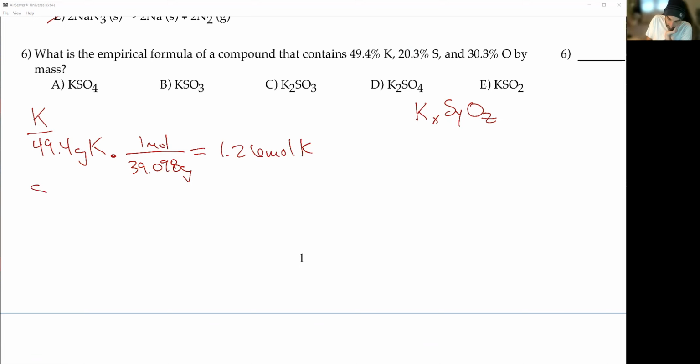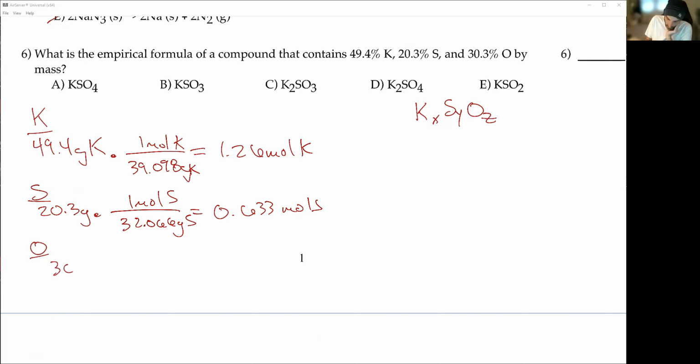And you do the same thing for the rest of them. Sulfur has 20.3 grams. Again, the molar mass of sulfur is 32.066 grams over 1 mole. We end up with 0.633 moles of sulfur. And then finally, my oxygen, which I have 30.3 grams of, 16 grams of oxygen over 1 mole of oxygen, equals 1.89 moles of oxygen.